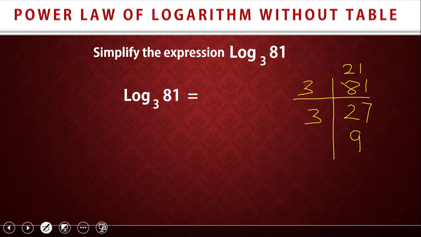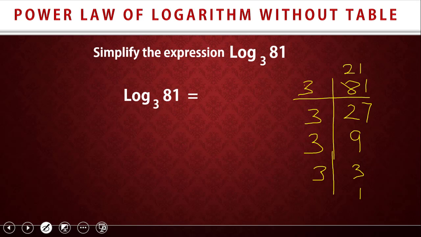So what can go in 9 again? 3 can go in 9 to give 3. Yes, 3 times. So what can go in 3 again? 3 can go in 3 to give 1. Good. Now that means for our 81 we have 3 times 3 times 3 times 3. That is 3 in 4 places. So we can call that 3 raised to power 4.